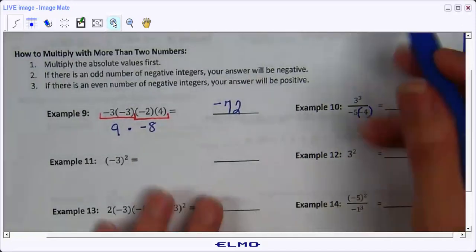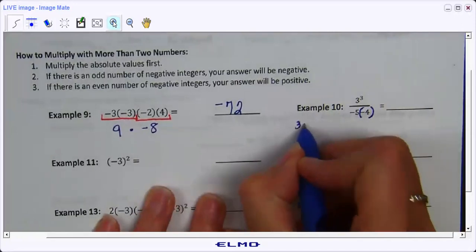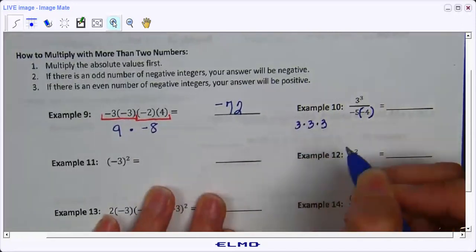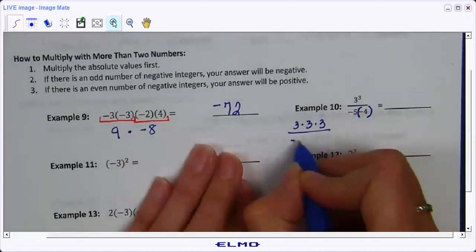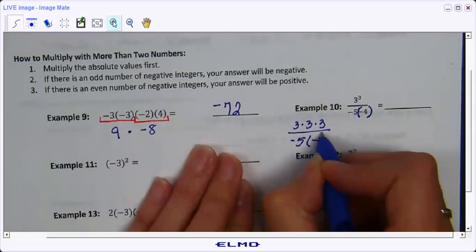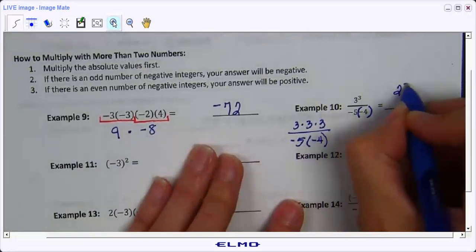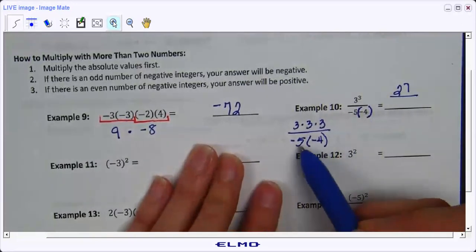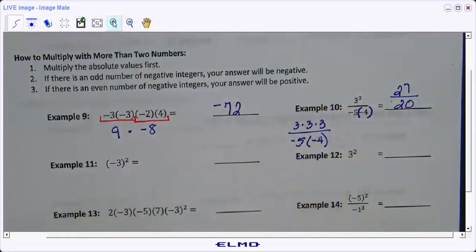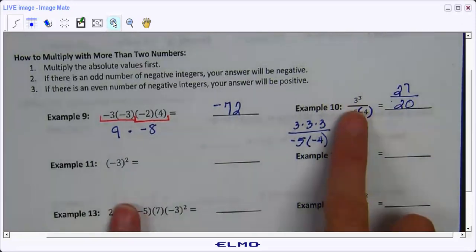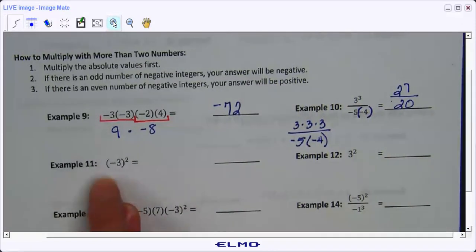So does anyone know what 3 cubed is? Yeah, I'm glad you didn't say 9. 3 times 3 times 3 is 27. Okay, and those are all positive numbers. And then 5 times 4 is 20. And since both signs are the same, it's a positive 20. And I can leave it like that. Leave it like an improper fraction. I can't reduce that fraction any further. And I don't want you to put them into mixed numbers. Okay, since we did this one on 10, I want you to try 11 and 12 on your own.